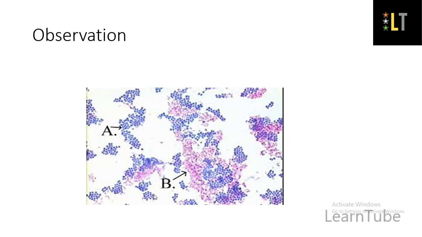So when you observe the slide under the microscope under oil immersion lens, the blue dots appearing are the non-acid-fast bacteria, whereas the pink dots which appear are the acid-fast bacteria. So in this way, by using this acid-fast staining technique or Ziehl-Neelsen staining technique, you can easily differentiate between acid-fast and non-acid-fast bacteria.